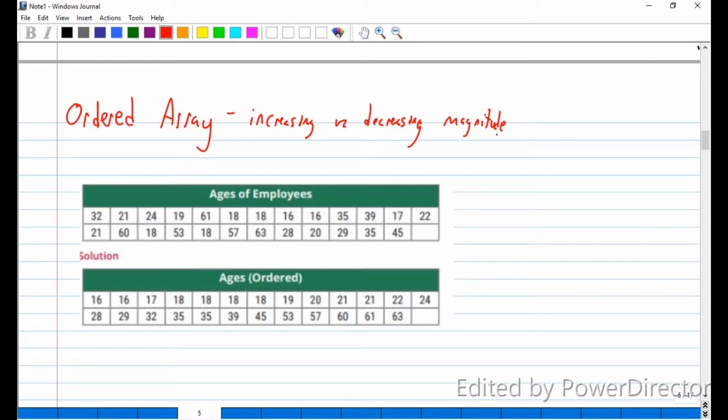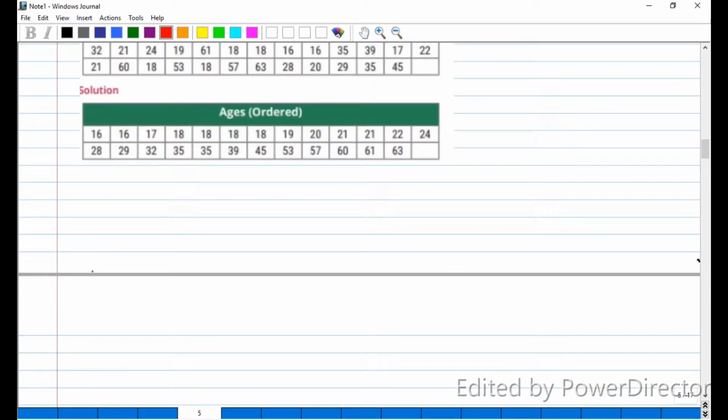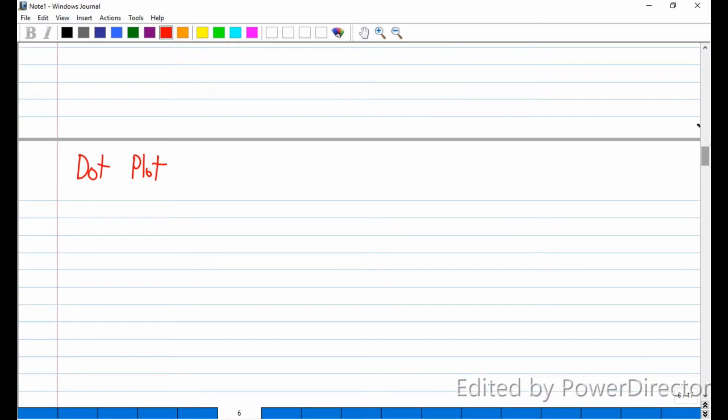Another way to present data is by using a dot plot. A dot plot is a graph where each data value is plotted as a point above a horizontal axis. All right, so let's see what we can do. Let me see if I can draw a straight line first.